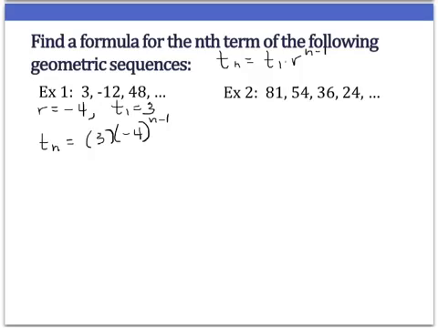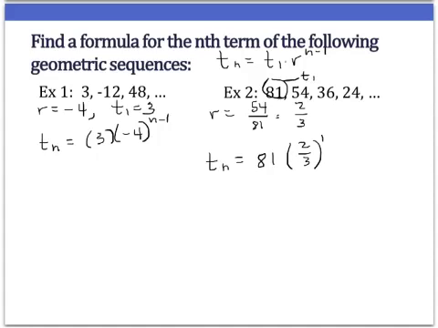Now let's look at example 2. If you see our sequence is descending, that means our ratio is very likely a fraction. And we will divide our second term by our first term, and this reduces to 2/3. And 81, that's T1. So let's substitute in. I'm going to put in 81, put in our ratio. Do not multiply those. And that is our formula.